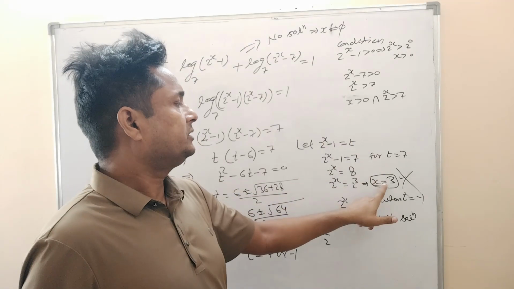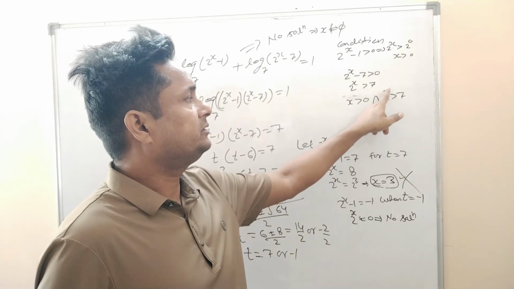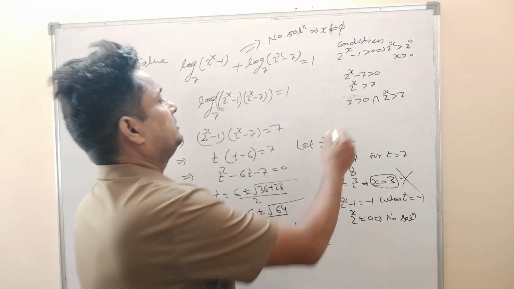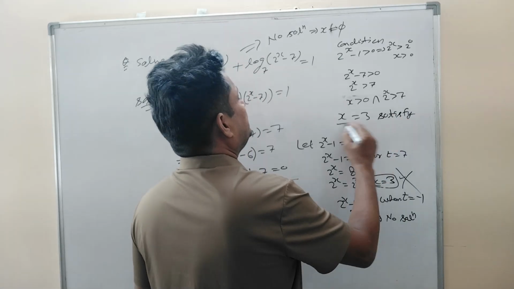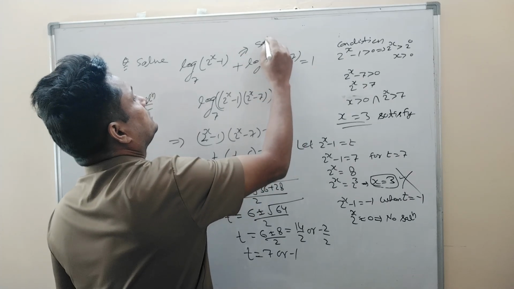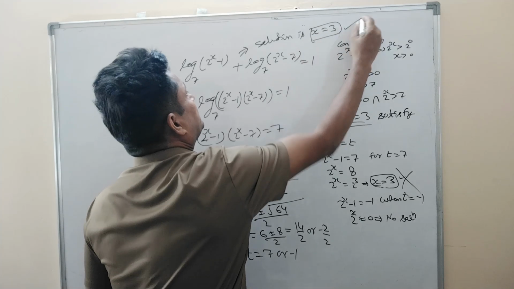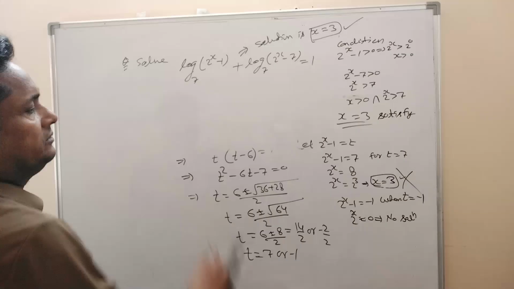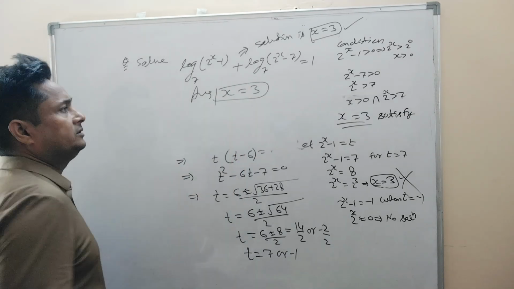If you put x is equal to 3 here, it will be valid. If you put x is equal to 3, 2 to the power 3 means 8. 8 is greater than 7, that means it satisfies. So x is equal to 3 satisfies both. So x is equal to 3 is our answer. The solution is x is equal to 3. This is the correct answer, not 5. It is x is equal to 3. So this is our final answer.